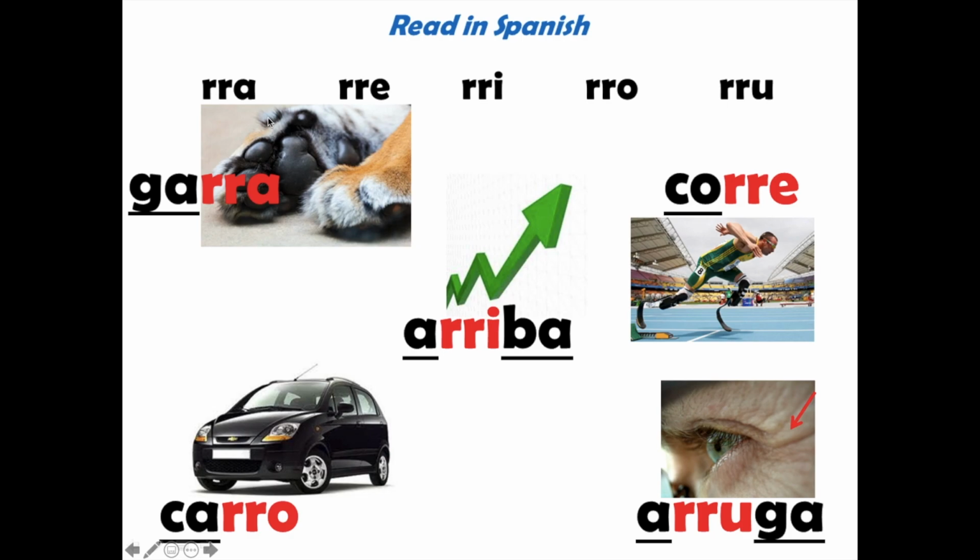Okay, also we don't talk like this: garra, corre, arriba. We do not talk like that. It's just a slight roll. All right, now the alternative sound will be ra, re, ri, ro, ru. Now the correct sound, or not the correct sound, but the actual slide roll will be garra, corre, arriba, carro, arruga.